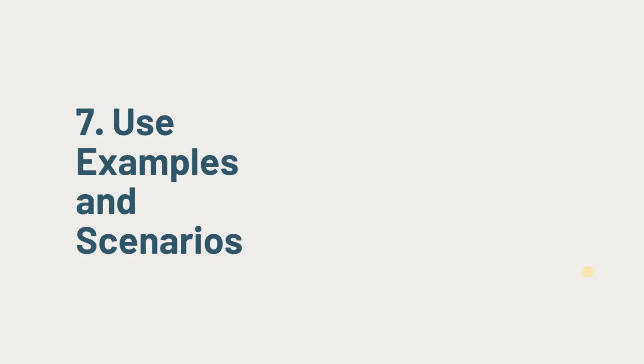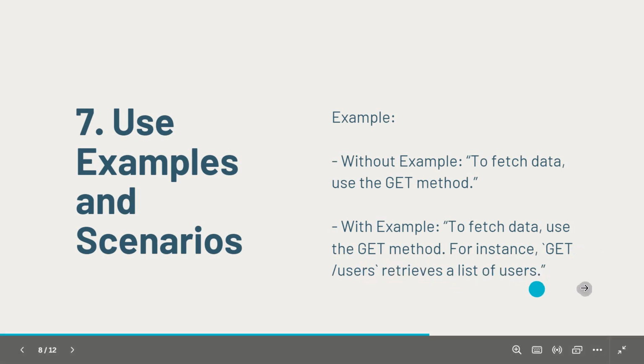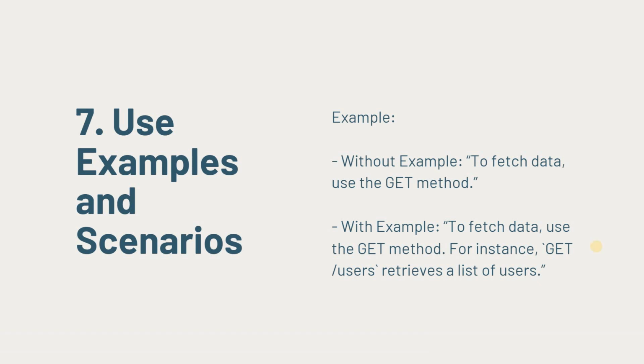Using examples and scenarios. Real-world scenarios help users see how they can apply the information you're sharing. So include sample code, use cases, and scenarios that demonstrate the practical application of your content. So for example, to fetch data, use the GET method. With the example, you can see here, to fetch data, use the GET method. For instance, GET /users, which will retrieve a list of users. This is a simple example of creating scenarios in your documentation.